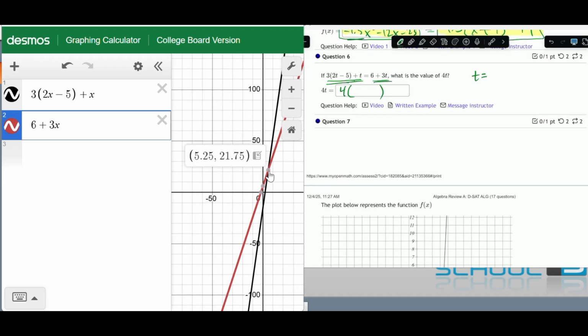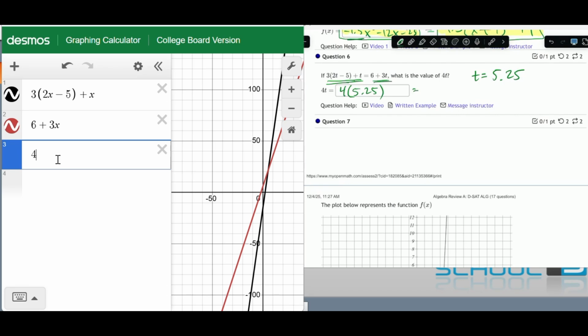If I then look at that system and see where they intersect, the intersection is my x value. So the 5.25 is what my variable, in this case t, is equal to. And so that's not my solution. That's not what I'm solving for. I'm taking that times 4. And so that's my answer. If I wanted to get the full answer, 4 times 5.25, I see that it's 21. So once again, I could enter a calculation or the calculated value from those.